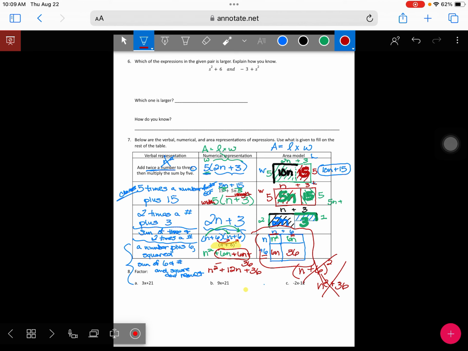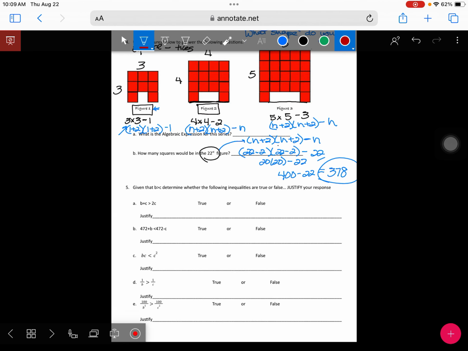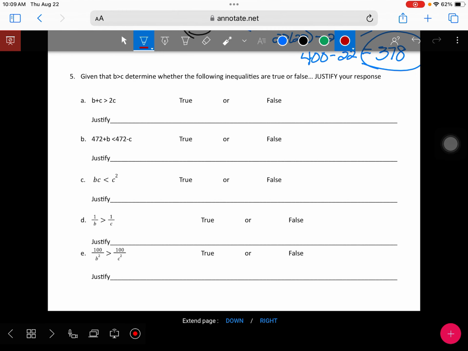Yes. Number 5. Yes, number 5. We definitely should go over. These true or false ones seem to be pretty easy, but they can be difficult.